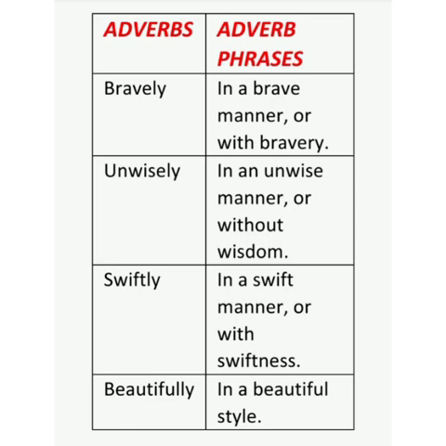So students, I am going to present one table in front of you. With the help of that you can understand it. There are two sides. On the left side bravely, and the right side in a brave manner. Again the left side unwisely, and the right side in an unwise manner. Again the left side swiftly, and the right side in a swift manner. So this way we can change an adverb into adverb phrases and use them in our sentences.